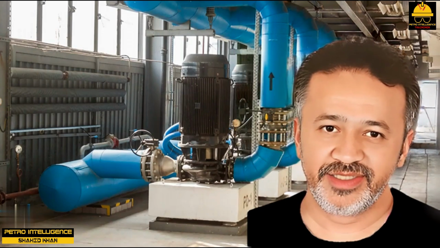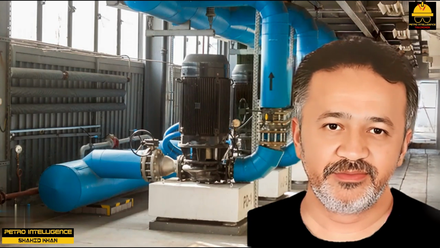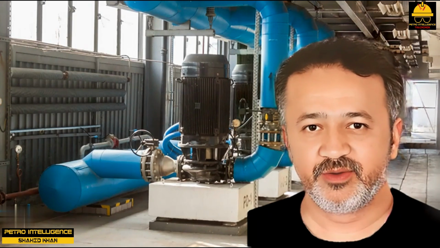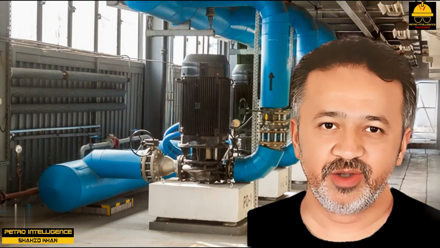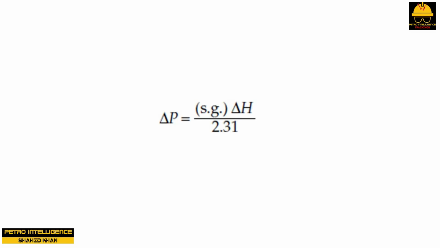But as process operators or engineers, we are not interested in feet of head. We are interested only in pressure. Differential pressure is related to differential feet of head as follows: delta P equals specific gravity times delta H divided by 2.31, where delta P equals increase in pressure in psi, delta H equals increase in feet of head in feet, and specific gravity of the liquid is the density of the liquid relative to cold water.